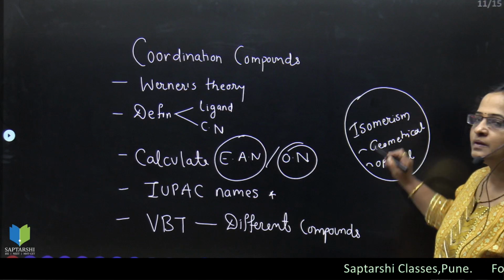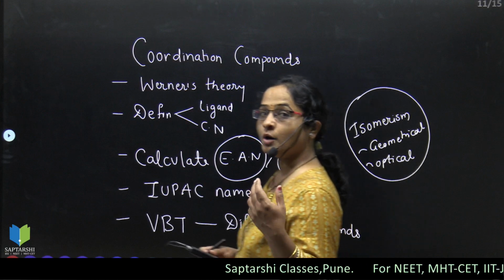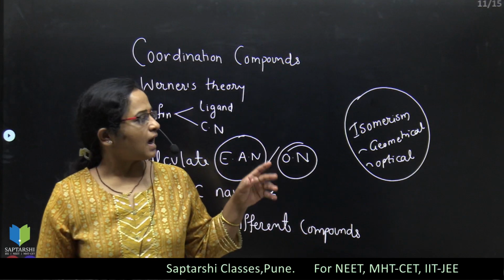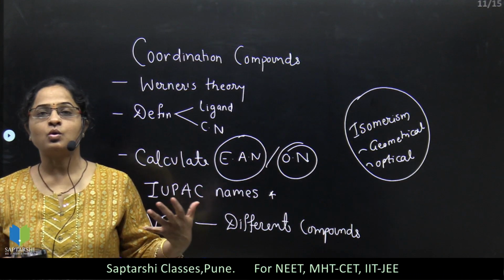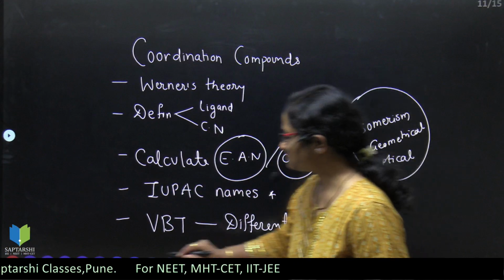And from this particular chapter, the highlighted part is isomerism. It is geometrical isomerism and optical isomerism for the coordination compounds. So please go through that.